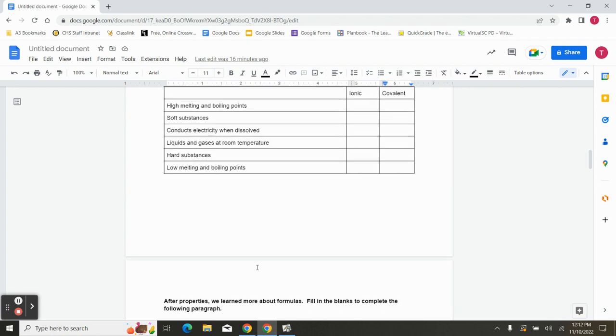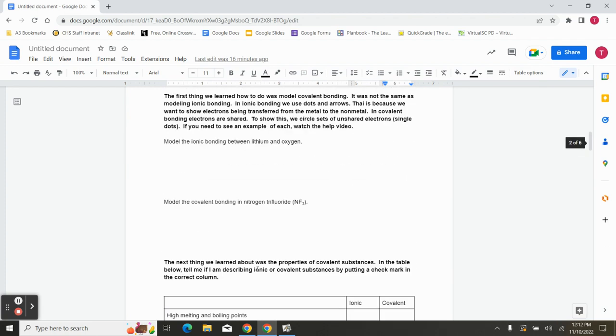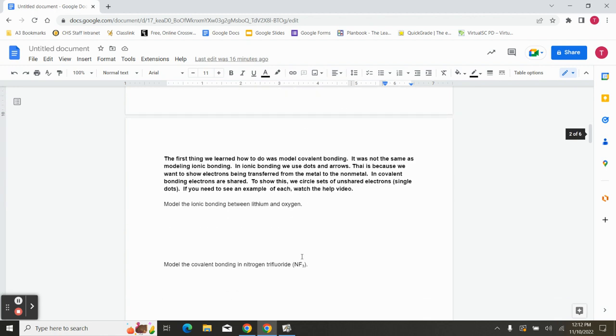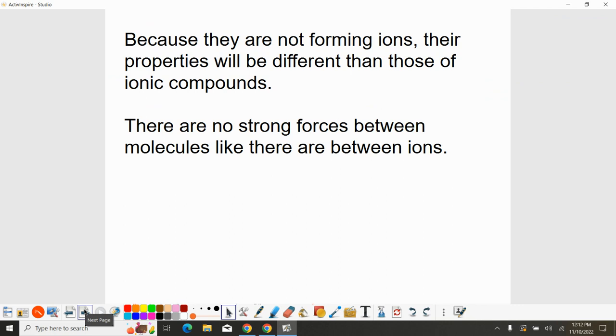And again, this is the information that you're going to be using as you work through the bond strength stuff right here. A little out of order on the practice sheet, but it's there. You got it. Go for it.